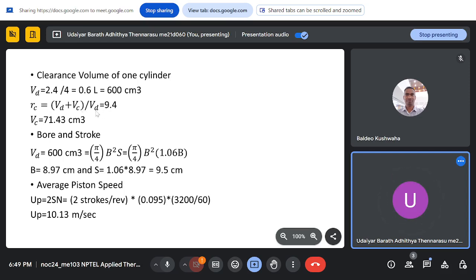So we know displacement volume of each cylinder, and compression ratio is 9.4. So your clearance volume by displacement volume will be 8.4, and we know displacement volume is 600. I think I made a mistake in compression ratio. So this will be 1 by 9.4, or you can say Vd by V. The bottom one is not Vd, it's Vc. So in that case, it will come out to be correct. So it will be 600 by 9.4, which comes out to be 71.43 centimeter cube.